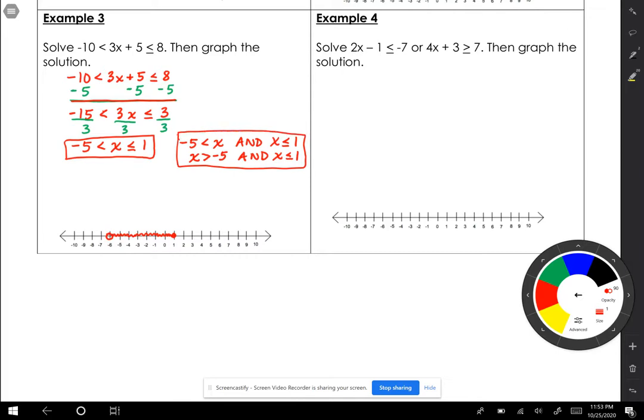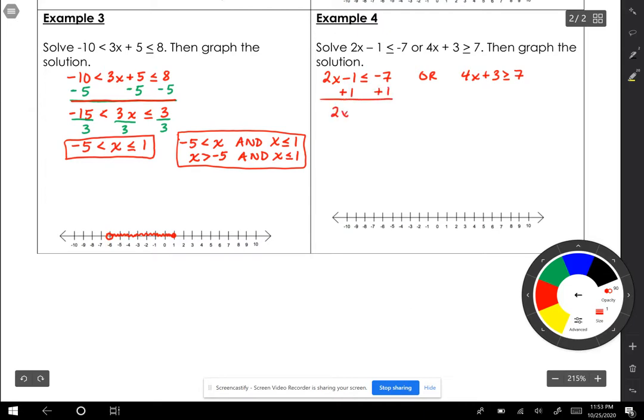And example 4. This is an or compound inequality that we're going to solve. So you solve each basically separately and then graph. So we have 2x minus 1 is less than or equal to -7, or 4x plus 3 is greater than or equal to 7. Just remember there's no equal sign, but you treat it like solving an equation. So add 1. 2x is less than or equal to -6.